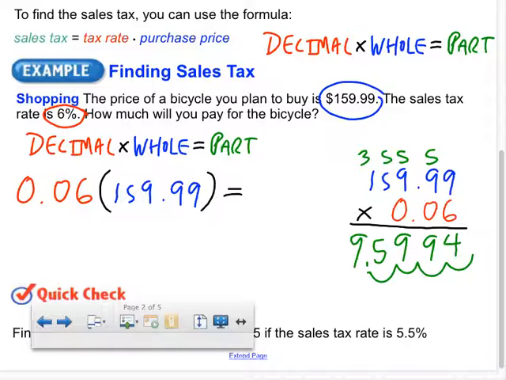So how much is the sales tax to the nearest penny? How much is it, class? It's $9.60. Okay, now, all morning long, students stopped here. Some of these questions will ask you just for the sales tax, but that's not what they're asking you. Right? Could I walk out the door with the bicycle if I just paid $9.60? No. You have to pay for the cost of the bicycle plus the tax.